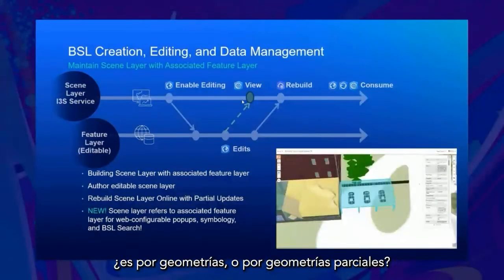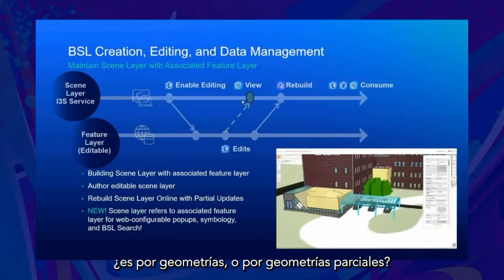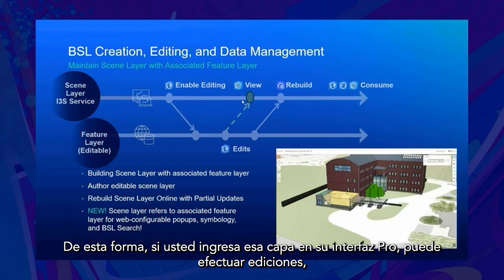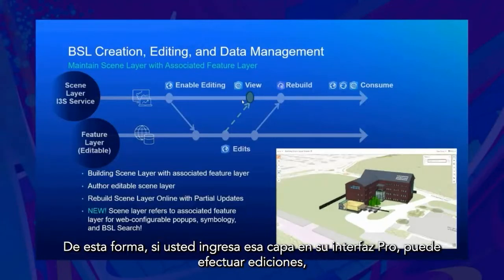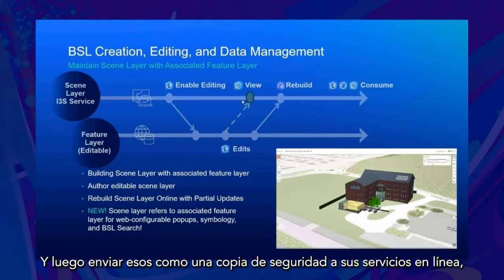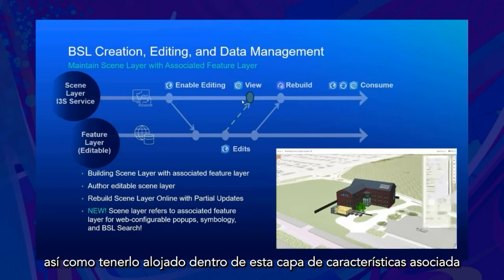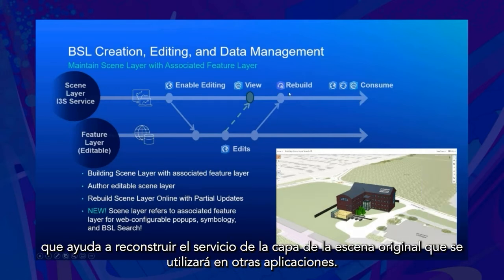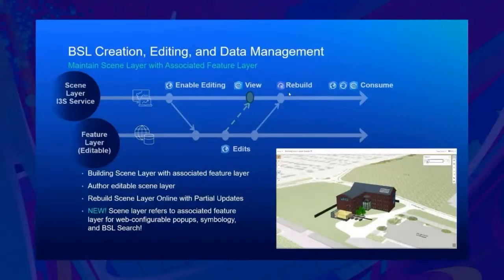Is it geometries? Is it partial geometries? But you have this flexibility to decide what kind of information you want to edit, so that way if you bring that layer back down into your Pro interface, you can make edits, then push those edits back up to your online services, and then have it hosted within this associated feature layer that helps rebuild the original scene layer service that would be consumed in other applications.